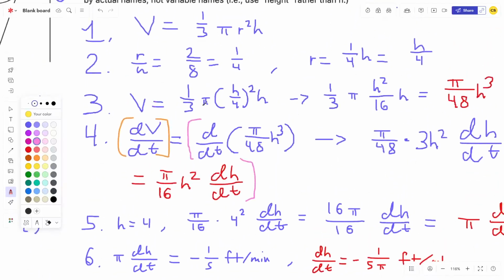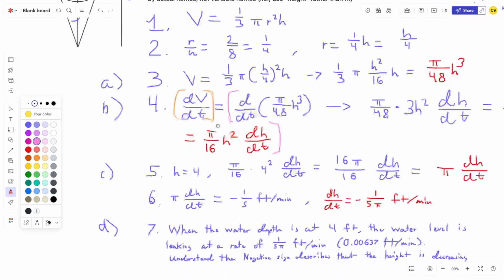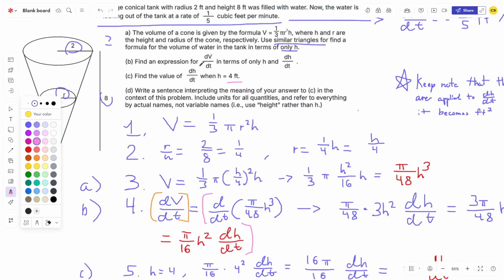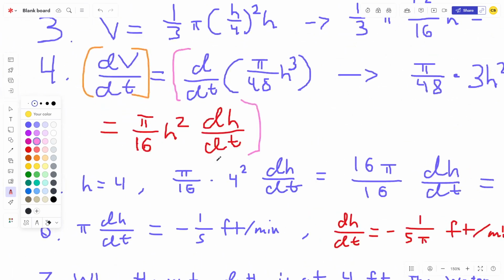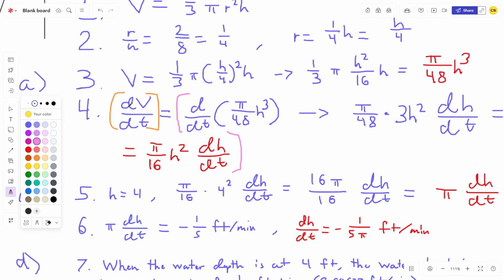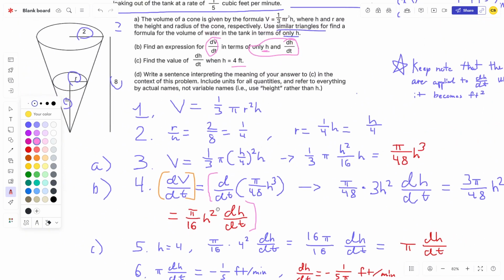And now we're supposed to plug in 4 feet. Sorry, we need to rewrite that. The reason why we equate these in step 4 is because we want to find an expression of dV over dt in terms of only h and dh over dt. So we can just equate them. So dV equals this now, and we have a value for h, which is 4.